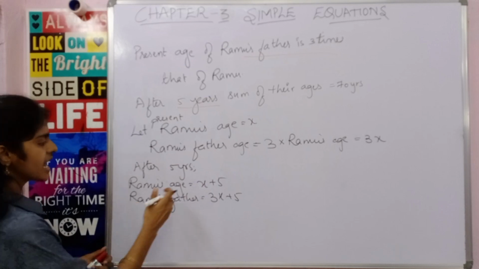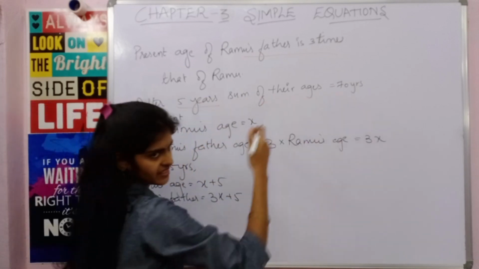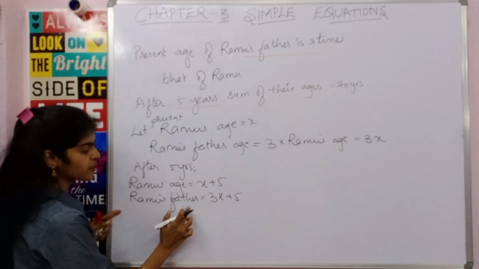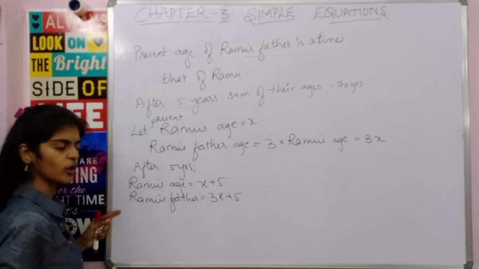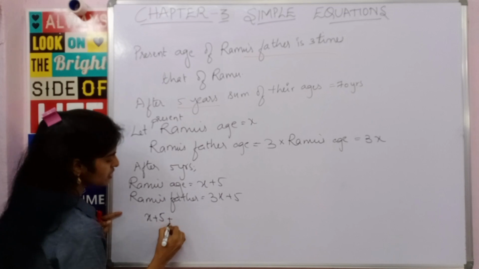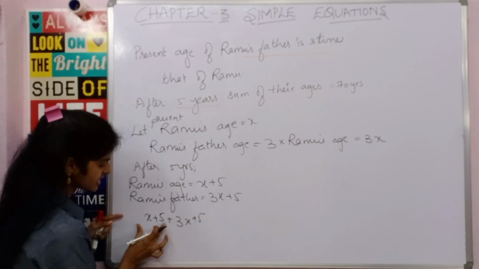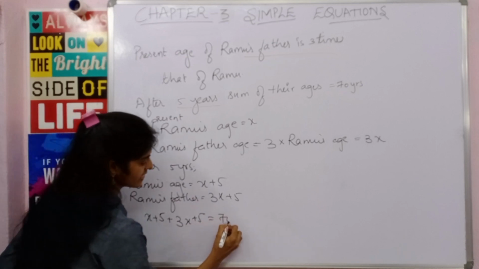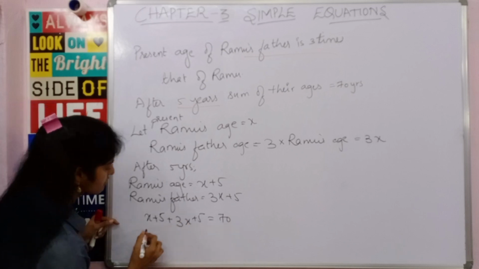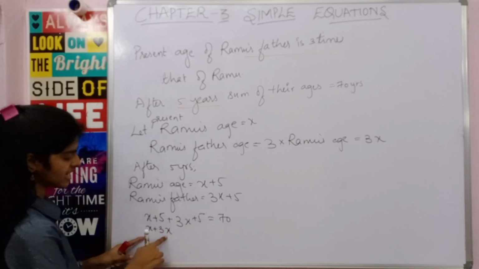Now what is the condition given? It is given that after 5 years the sum of their ages is 70 years. That means if you add Ramu's age plus Ramu's father's age, you will get 70. Ramu's age is x plus 5. Ramu's father's age after 5 years is 3x plus 5. If you add these two ages, what do you get? You get 70. So this is the algebraic equation. Now let us solve further. Let us write the like terms together. X terms we are writing together.